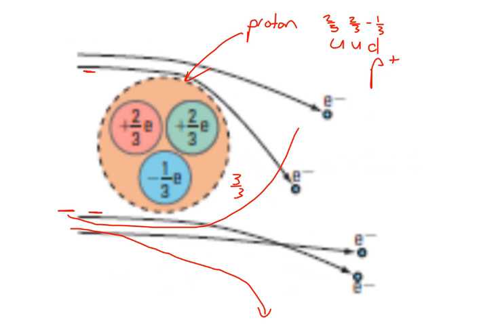Let me try another one. What if I give you an up, down, down? It's a neutron, because an up is a positive 2/3, a down is a negative 1/3, and a second down is a negative 1/3. Doesn't that basically neutralize each other and come out to nothing?